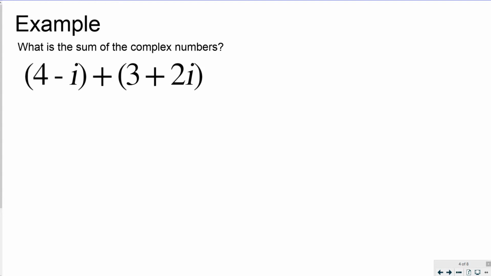So what is the sum of the complex numbers below? I'm just going to start adding stuff together here. 4 plus 3 gives me 7. And then I'm going to wait to write my sign, so I'm going to leave this space blank because I'm going to wait to fill in my sign. Negative i plus 2i, so plus positive 2i. Negative 1 plus positive 2 is positive i. And in order to denote that it's positive, I'm going to put my plus sign in here. So this simplifies to 7 plus i. Easy peasy.